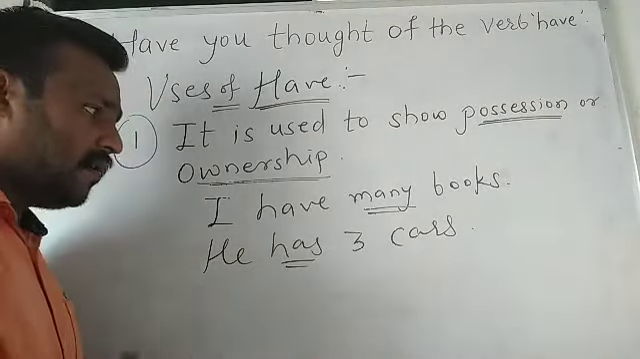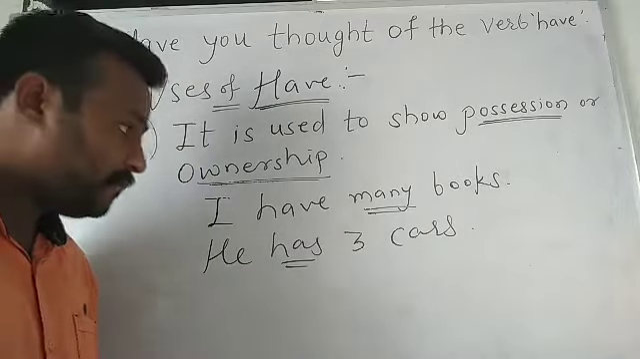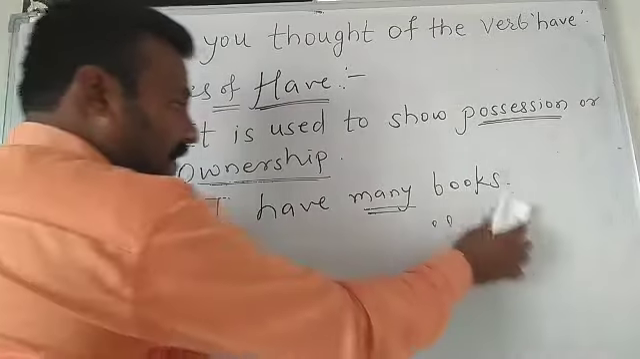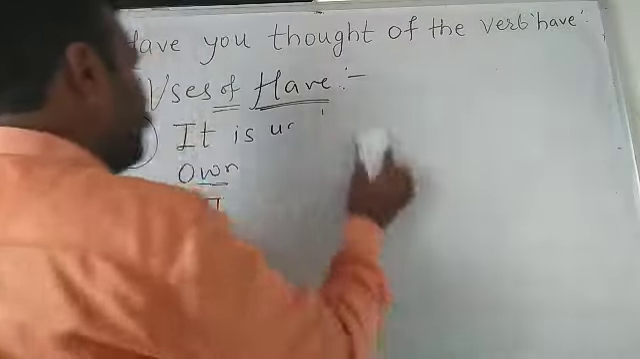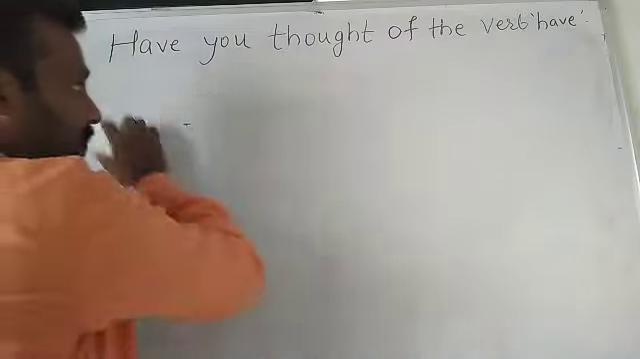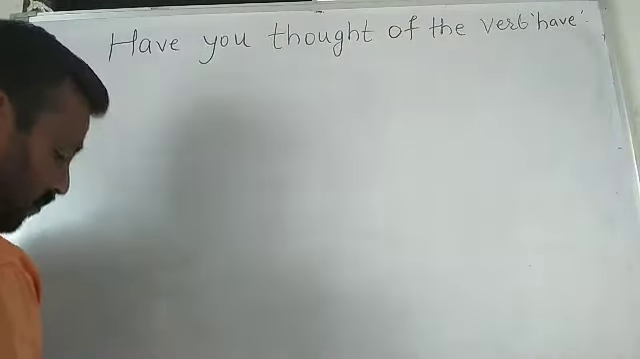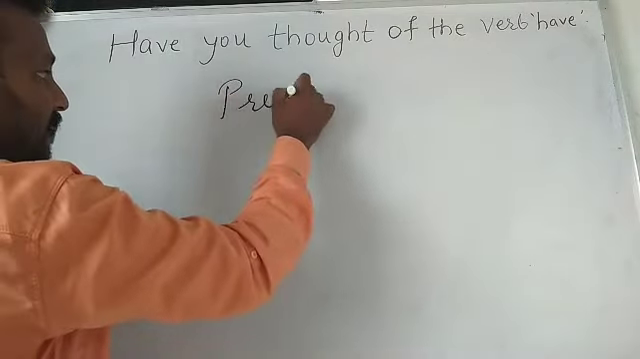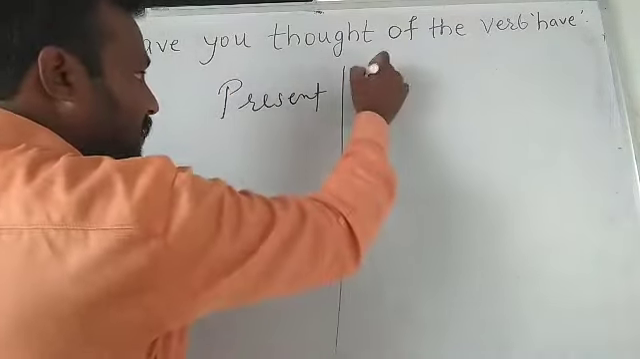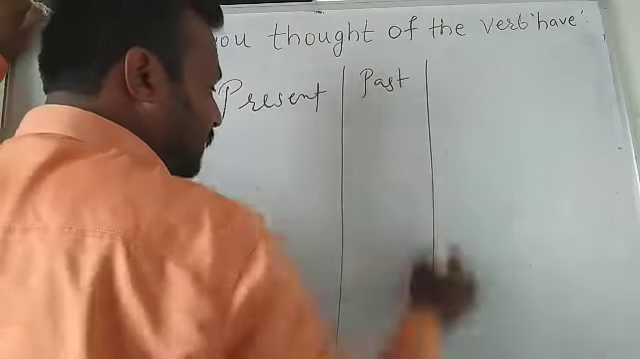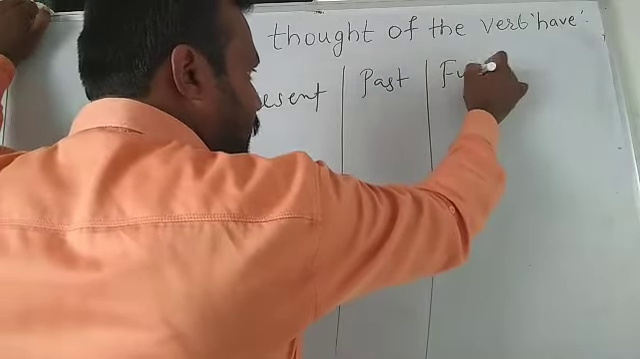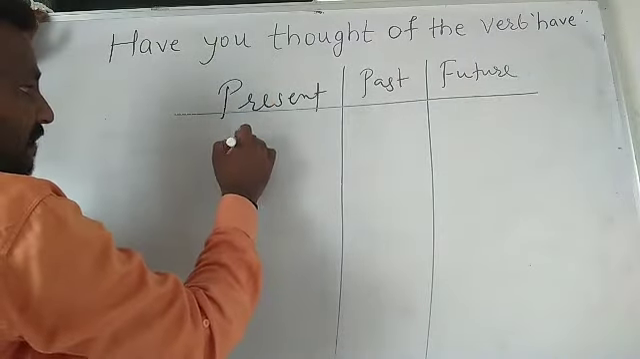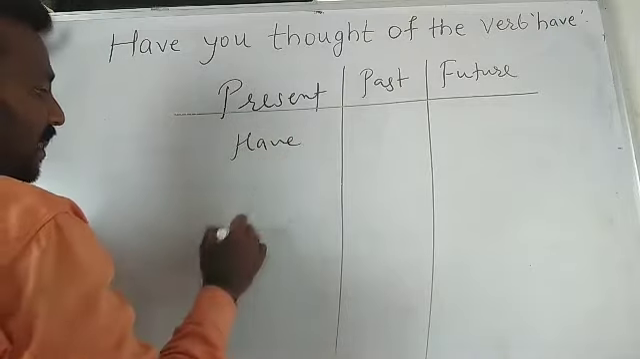Let me explain in detail. Getting. So you must have understood the first use. Let me explain, because the to have forms, the verb have, are divided into three: present, past and future. Here in present, have and has.